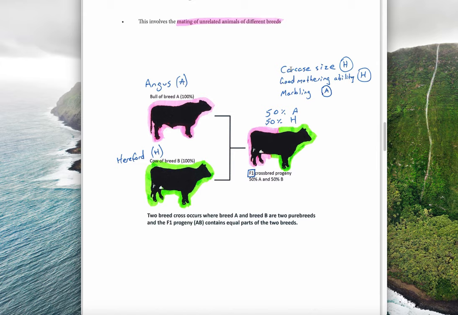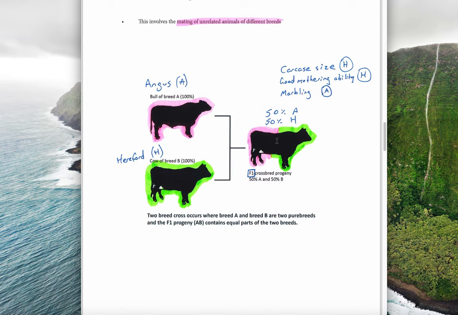So an example here is Hereford is a larger animal, and it's going to give you a good carcass size. So the crossbred animal is going to be bigger than its Angus parent, and Herefords also have a really good mothering ability, so they look after their calves better, which means they're more likely to survive and be of a better weight. So you get the good mothering ability from the Hereford. And then lastly, of course, we know that Angus is an example of a cow that will marble.